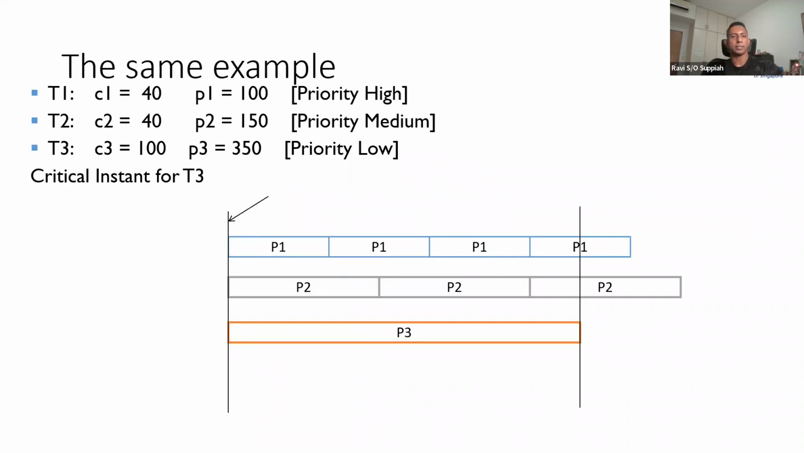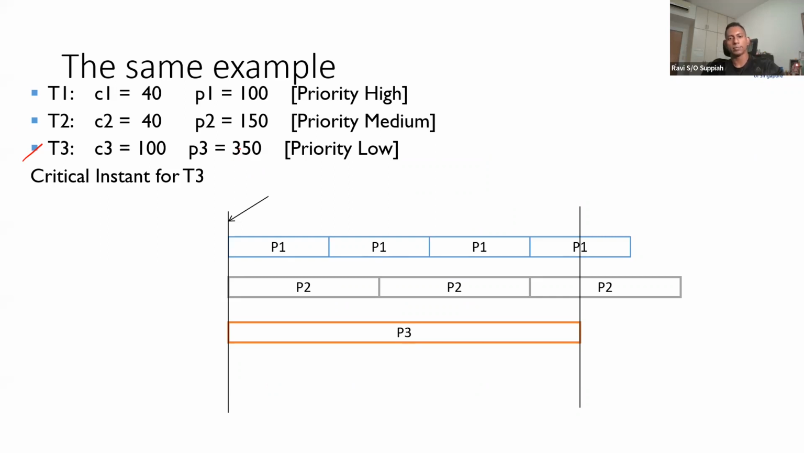Okay, so let's look at this and see the critical instance for task 3, because we know that because I included task 3, the utilization bound test has failed. So how can I analyze this further?